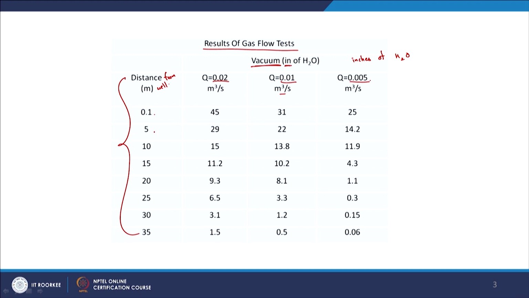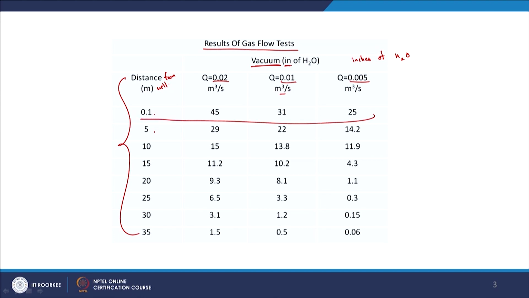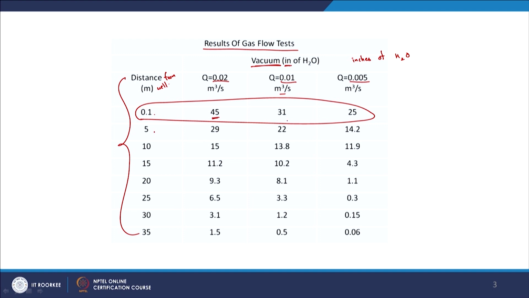These are the flow rates of the gas that is being pumped out from that particular well, and we are trying to measure how the pressure changes as we move away from the well. Let us look at this set of data. Nearest to the well you are going to experience relatively higher pressures. So for 45 here, 31 inches of water, 25, and why is it decreasing? Obviously because the flow rates are decreasing. This is the flow rate of air, or the gas flow. So the greater the gas that is being pumped out, the greater the vacuum pressure 0.1 meter from the well.